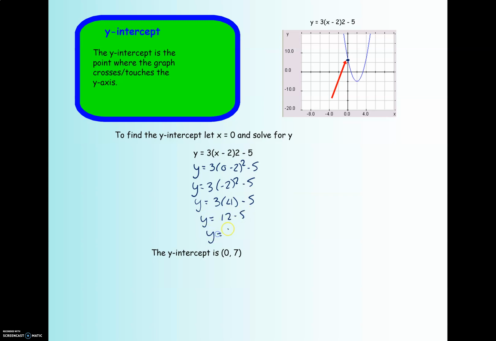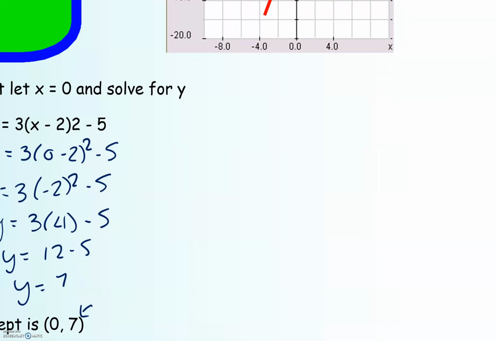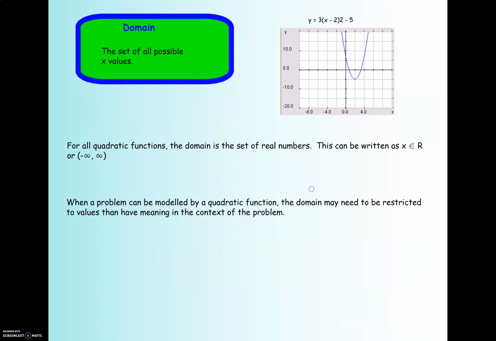And we get that y is equal to 7. So here's that point value, (0, 7). Our domain is the set of all possible x values. Now our parabola goes forever and ever to the left and to the right. So the domain is the set of real numbers.